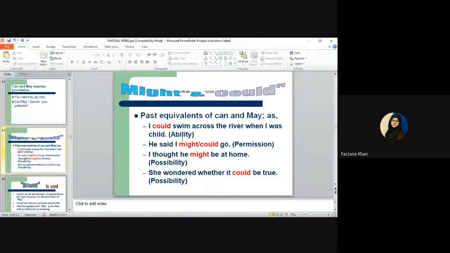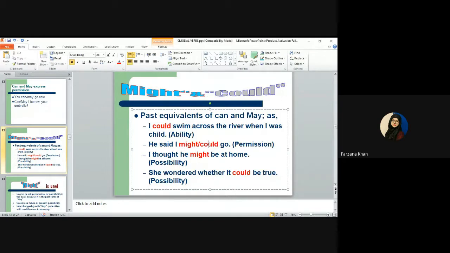In the next sentence you can see the permission has been given with the use of might and could. I said I might go, right? So this sentence is in past tense because said is past, and past tense is always followed by the past tense. So you will go for might, not may. Similarly, you can also give permission by using could. I said I could go, right?